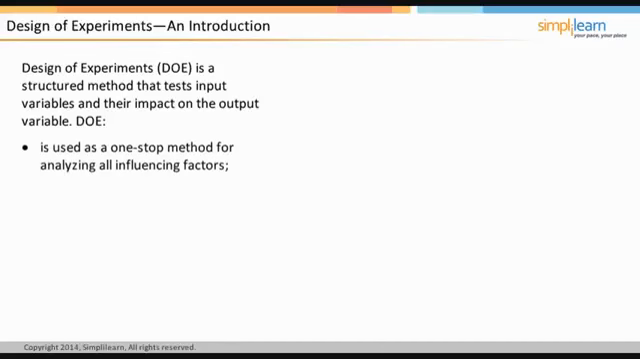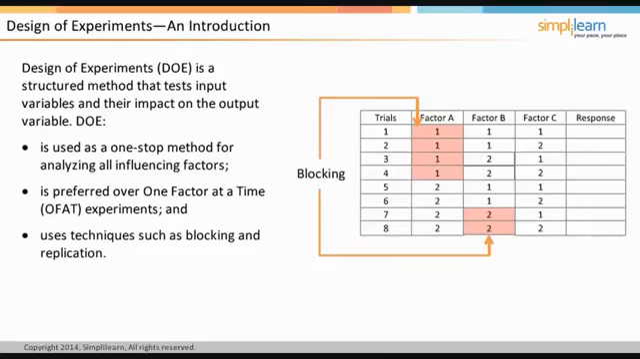Design of experiments can be used as a one-stop alternative for analyzing all influencing factors to arrive at a successful model. DOE is applicable where multiple input variables, known as factors, affect a single response variable. An output variable is the variable which may get affected due to multiple input variables. DOE is preferred over one factor at a time, or OFAT experiments, because it does not miss interactions. With techniques like blocking, experimental error can be eliminated.